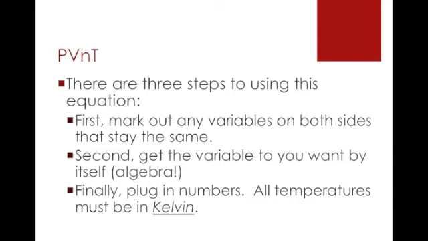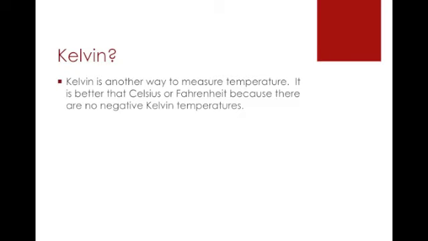Most of the time, your temperature will be in Celsius, but you must plug it in as Kelvin. So how do we deal with Kelvin? Well, Kelvin is just simply another way to measure temperature. Okay, it's actually better than Celsius and Fahrenheit because you can't have a negative Kelvin temperature. You can have negative Celsius, you can have negative Fahrenheit, but the lowest Kelvin temperature is 0. Okay, so how do you convert it? All you do is you just add 273 to the Celsius. I know that sounds weird, but that's literally all you do.